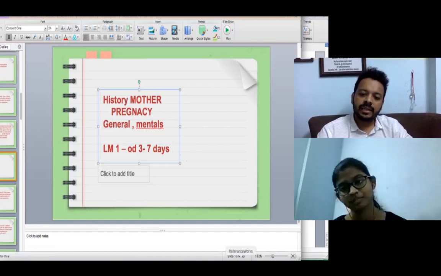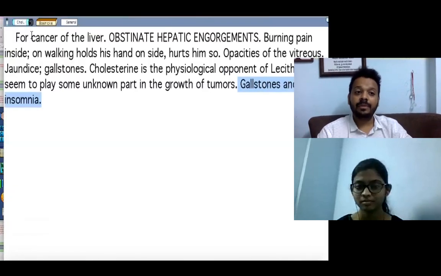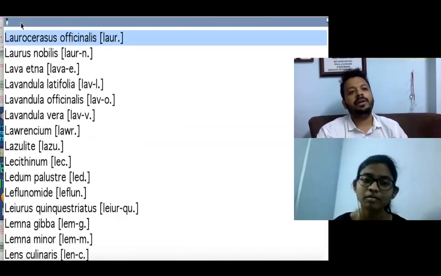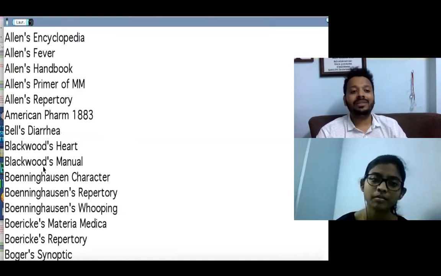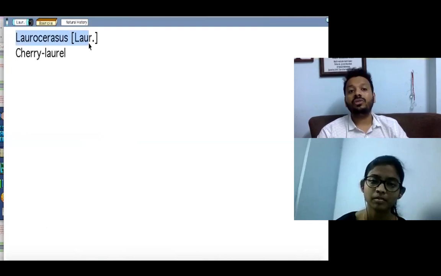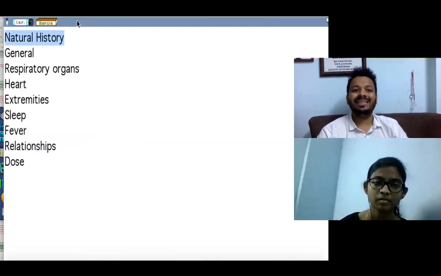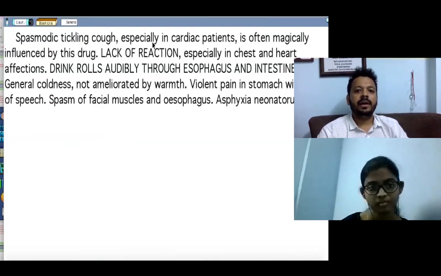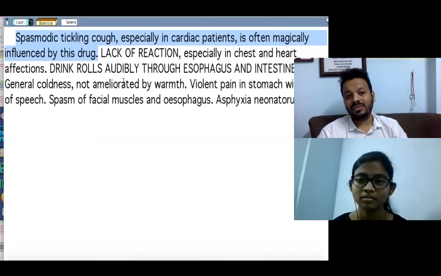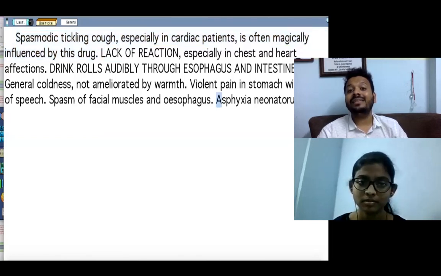In many congenital heart diseases with symptoms, one of the remedies that I have used as an acute remedy is Laurocerasus. It's a very interesting remedy that you want to have a look at. The remedy Laurocerasus belongs to the Rosaceae family. And it has a very interesting symptom: spasmodic tickling cough in cardiac patients is very often improved with this. And this is one of the important remedies even for asphyxia neonatorum.